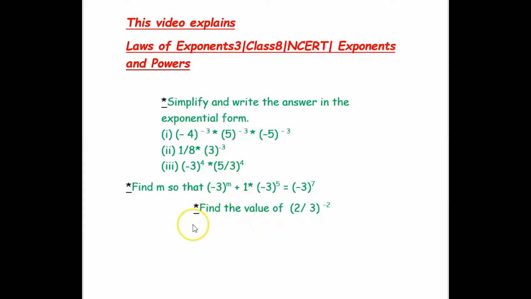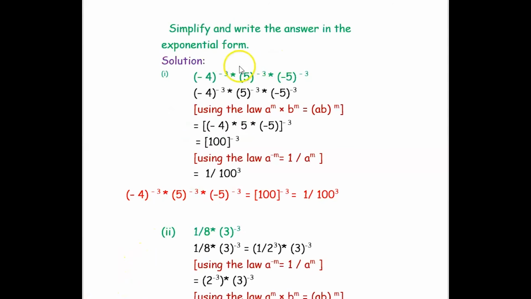In this video, we are going to learn a few examples based on laws of exponents. The first question is: simplify and write the answer in exponential form. So we will see one by one. First question is (-4) raised to the power -3 into 5 raised to the power -3 into (-5) raised to the power -3.